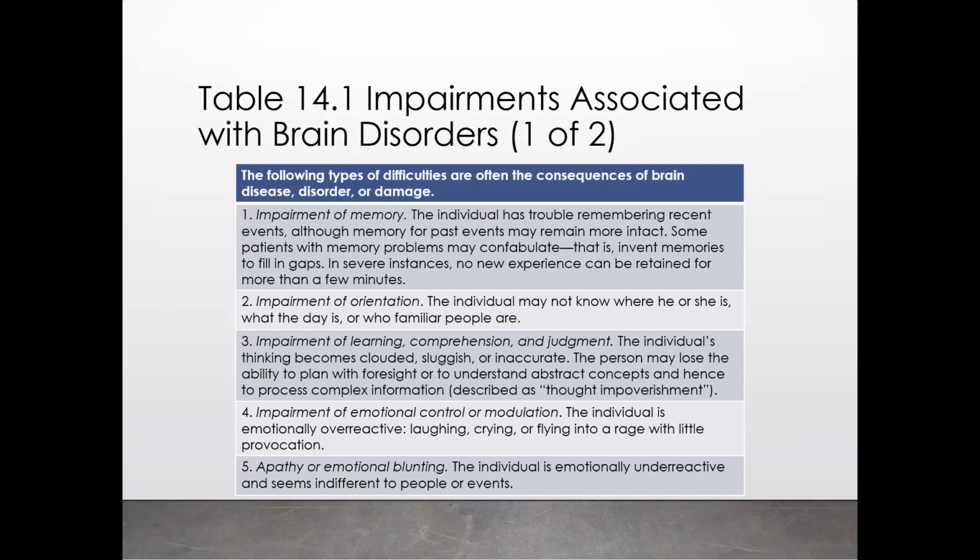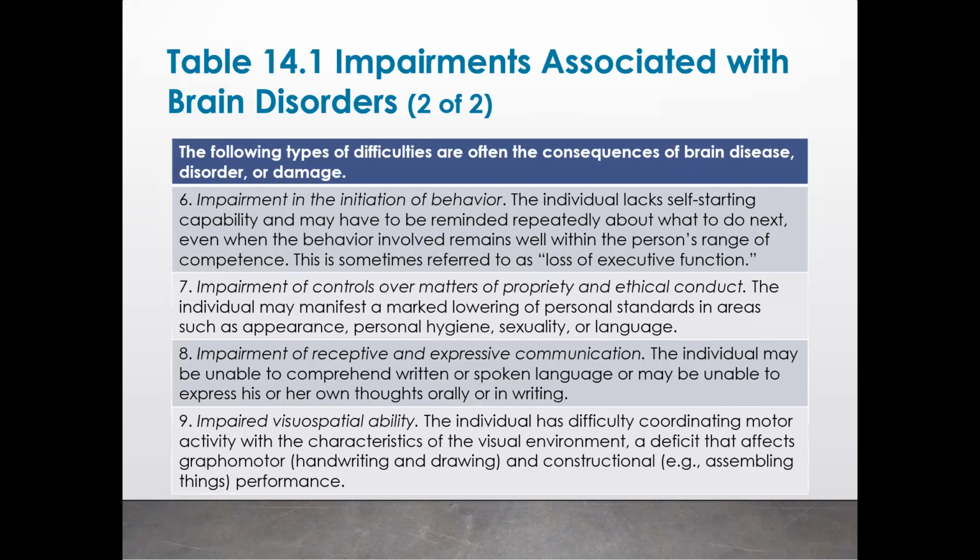4, impairment of emotional control and modulation. 5, apathy or emotional blunting. 6, impairment in the initiation of behavior. 7 is the impairment of controls over matters of propriety and ethical conduct. 8 is impairment of receptive and expressive communication. And 9 is impaired visuospatial ability. I'll let you read through all of those when you go through the PowerPoint on your own instead of having me read all of those to you.